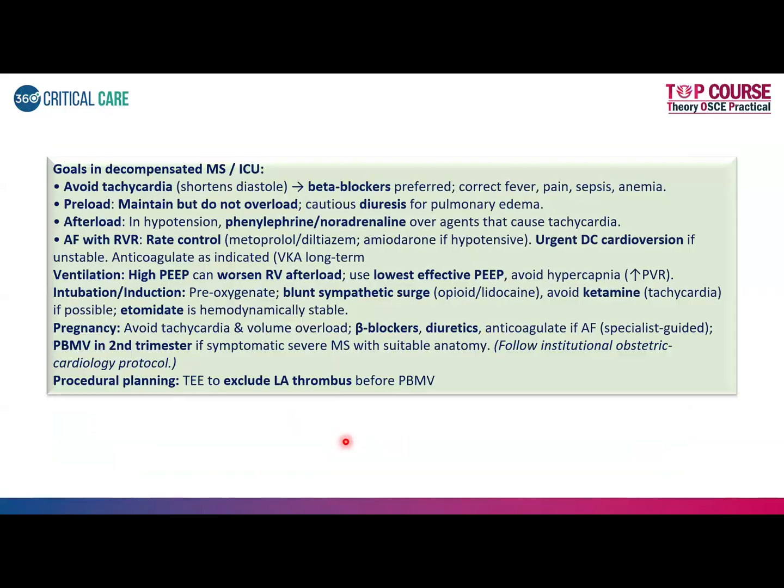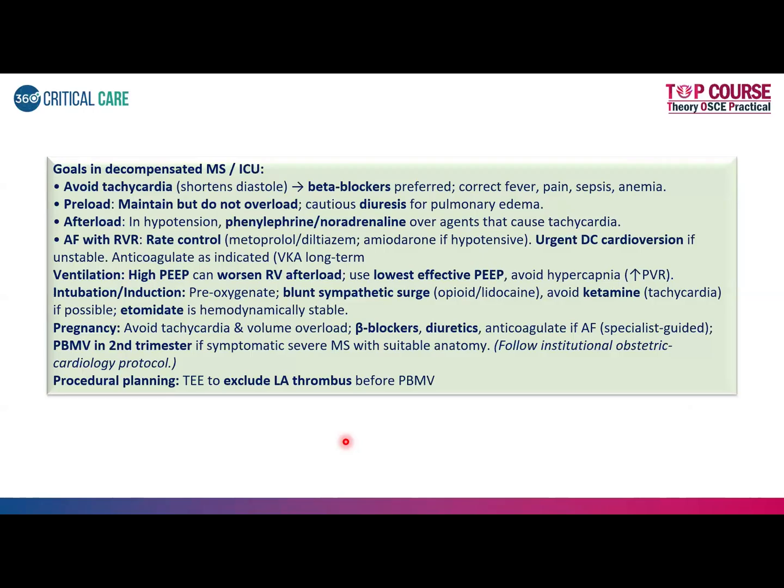So, goals: avoid tachycardia, maintain preload but do not overload, cautious diuresis is required. For afterload, in hypotension the patient will require agents, but they should not cause too much tachycardia. Atrial fibrillation rate control will be needed, and if need be, the patient needs to go for urgent cardioversion. High PEEP can worsen the RV effect, as we have discussed yesterday, so use the lowest effective PEEP. For intubation induction if needed, blunt the sympathetic surge. Avoid drugs like ketamine, which can cause tachycardia. If required, use more hemodynamically stable agents like etomidate.